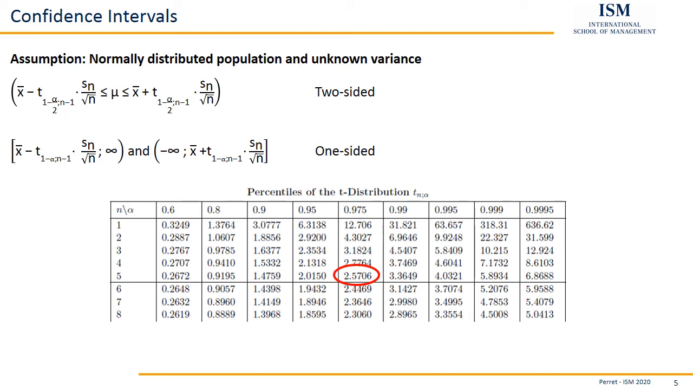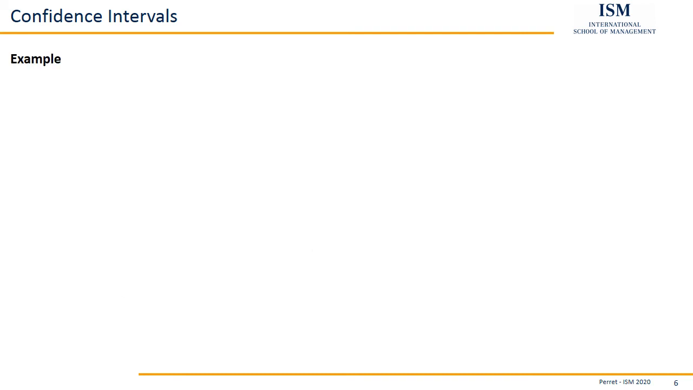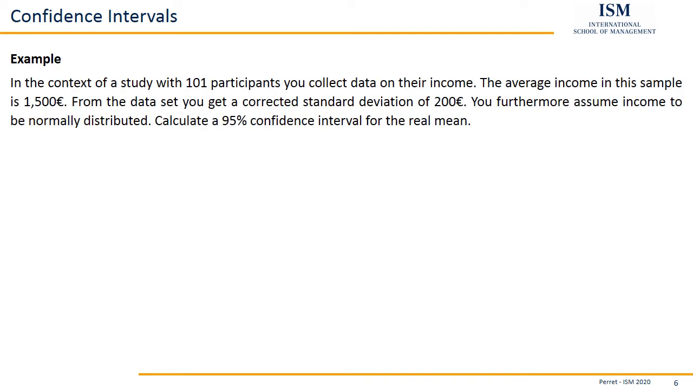Again, let's not just talk about this. Let's have a look at this in the course of an exercise or a short example, which would be more or less the same thing as before, the only difference being here in the context of a study with 101 participants. You collect data on the income, average income 1,500. From the data set, you get a corrected standard deviation of 200 euros. So here, it's not directly given. We had to have calculated this before.